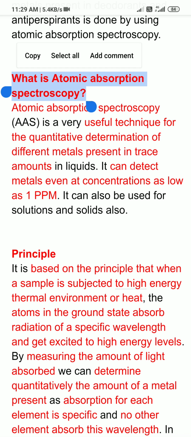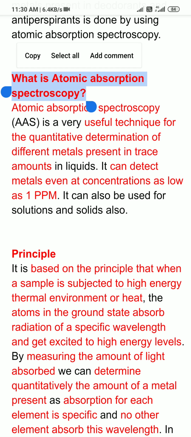Atomic means related to the atom. Absorption means absorption of something. Now spectroscopy means interaction of the electromagnetic radiations with the matter. So atomic absorption spectroscopy basically means interaction of the radiations, or electromagnetic radiations, I would say more appropriately, with the matter. But now in this case, what happens? Matter is made up of atoms. So basically atoms absorb the radiations or heat radiations. So that's why it is given the name atomic absorption spectroscopy.